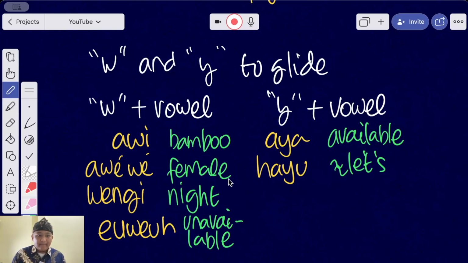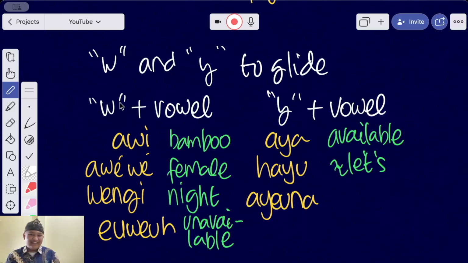And then we have ayeuna. Ayeuna means now. So as you can see, the letters W and Y can be used to glide the sounds of Sundanese letters, especially the vowels.